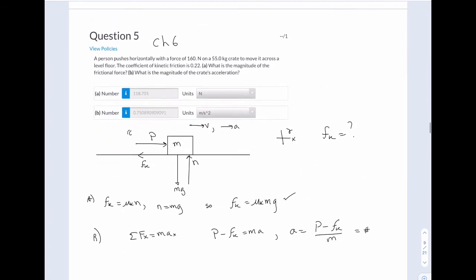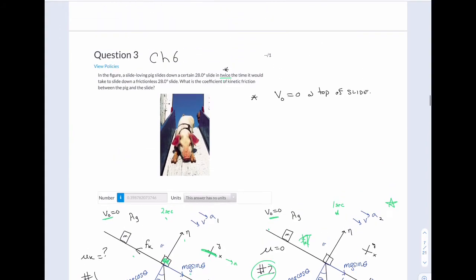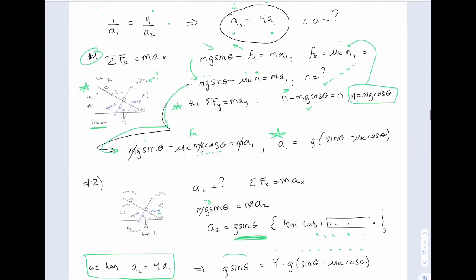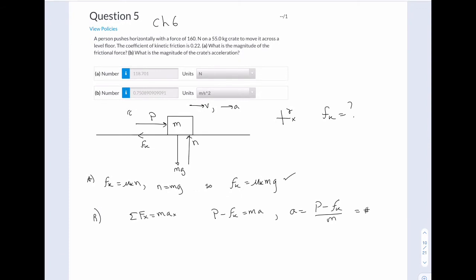This one was chapter 6. This one's also chapter 6. So I have a person pushing a box along the level floor. They give me mu sub k, and for part A, they want to know what is F sub k, and then the crate's acceleration.